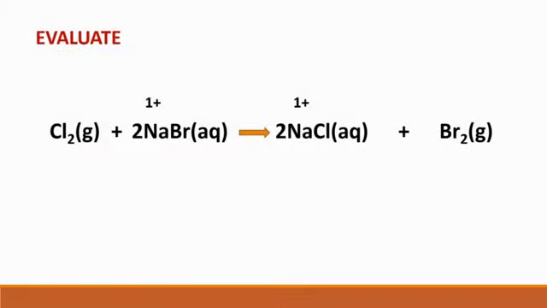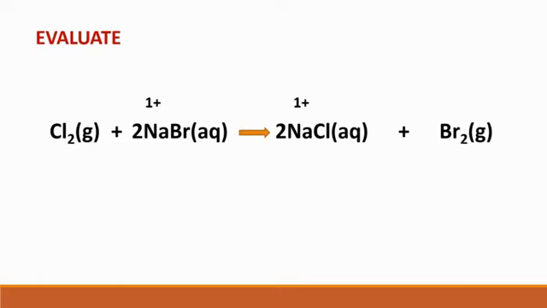The third step to solve this problem is to evaluate. Do the results make sense? Only in a redox reaction do the oxidation numbers of reactants change as products form. Only reaction B represents a redox reaction.